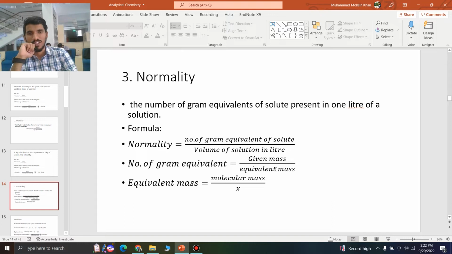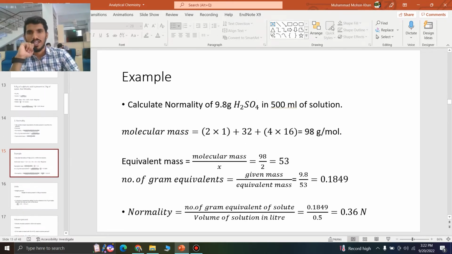And similarly, we have the equivalent mass here, and this equivalent mass has another formula that is equal to molecular mass divided by X, and X here is the valency. So now I'm going to explain all of these formulas with the help of an example that will lead us finally to the normality of a solution. So now I have to calculate the normality of 9.8 gram of H2SO4 in 500 ml of solution.